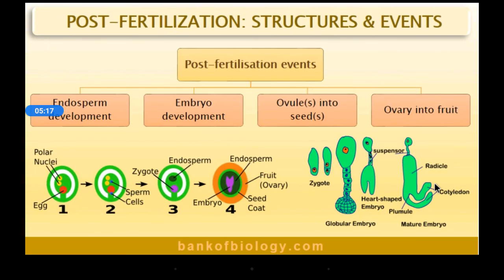Next we need to study the post-fertilization structures and events, which include endosperm development, embryo development, and ovules into seeds. We know that ovules develop later into seeds, and the ovary becomes the fruit. These post-fertilization events will be discussed in the next video.